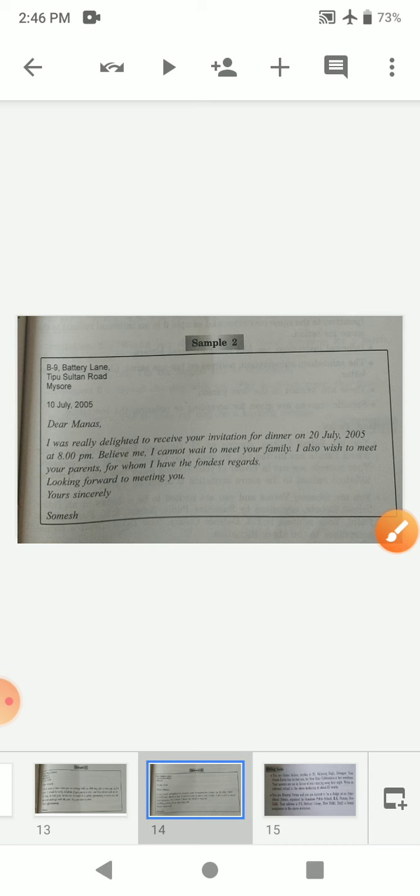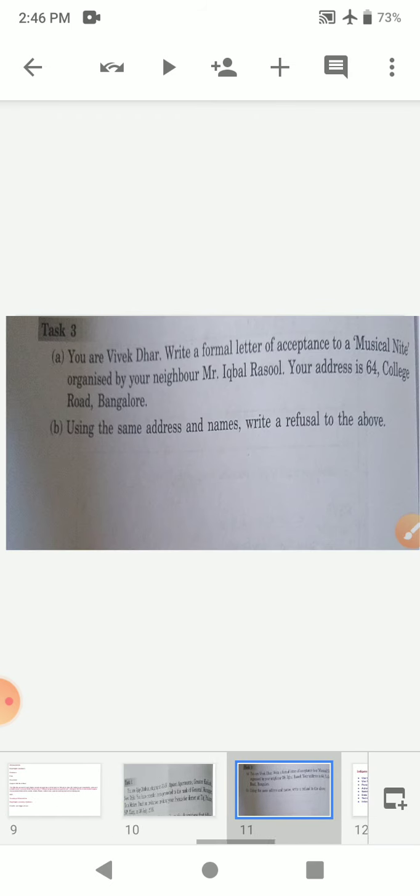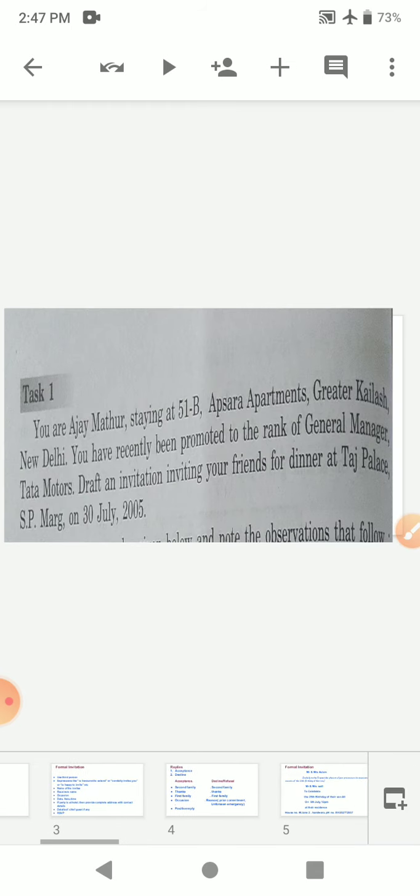So just go through these formats, both these formal and informal invitations. Go through these formats and try to do these tasks at your home.